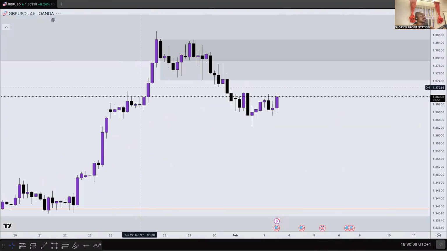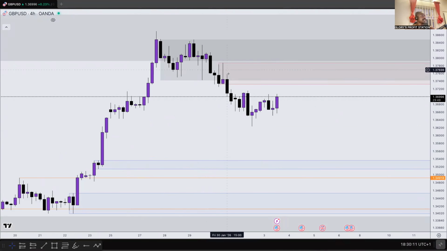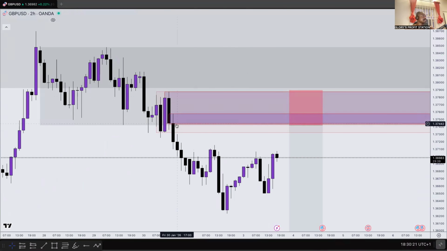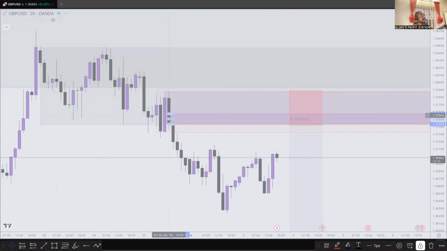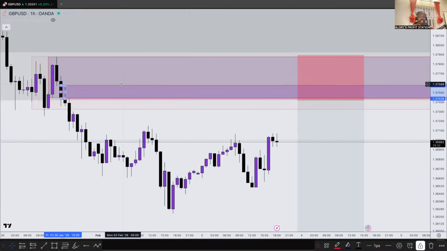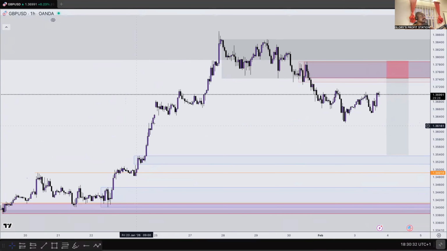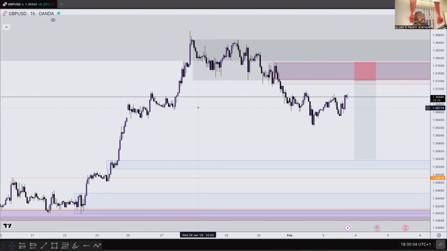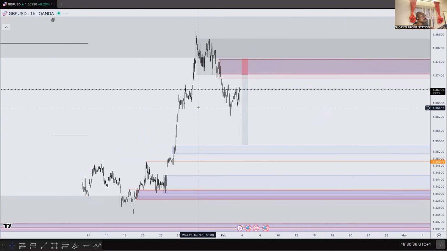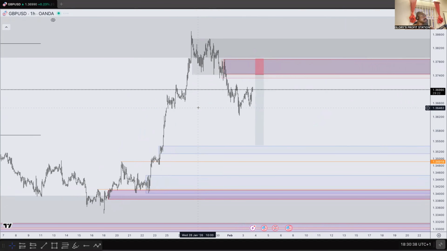So this is the 4-hour level, right? The 4-hour level within the daily level, and then refine to the 2-hour time frame. We have this, or the 1-hour time frame. The 1-hour time frame, we got this. Okay. I believe that's the trade, man. I believe that's the trade idea.